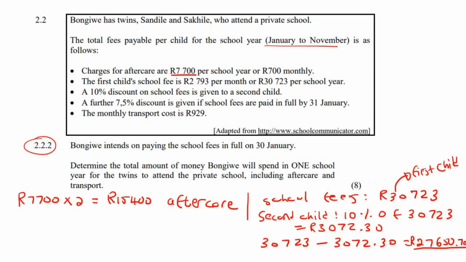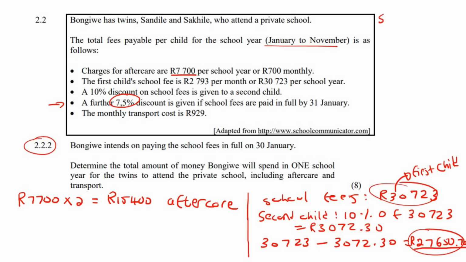Now, a further 7.5% discount is given if the school fees are paid in full by 31 January. So Bongiwe is going to pay the school fees early, so they are going to get the discount. So let's quickly add up what the school fees would have been. Okay, so we're going to add up these two numbers.